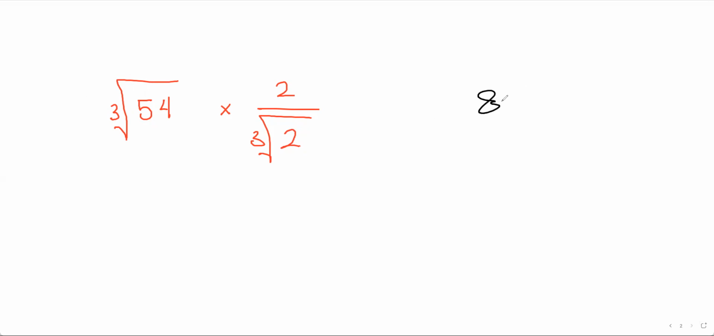If I multiply 8 by 3 halves, I could reduce the 8 and the 2. So 2 goes into itself once and it goes into 8 four times. Now I have 4 times 3 on top, which gives me 12, and we have 1 on the bottom. Fractions mean dividing, so 12 divided by 1 is 12. So there's no point of writing the 1 on the bottom.